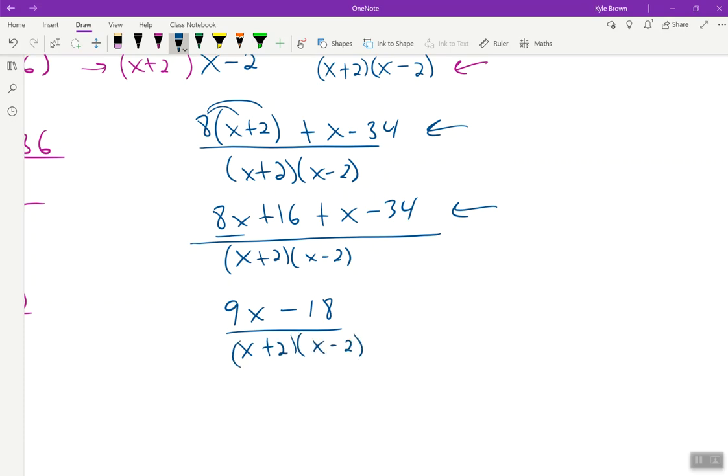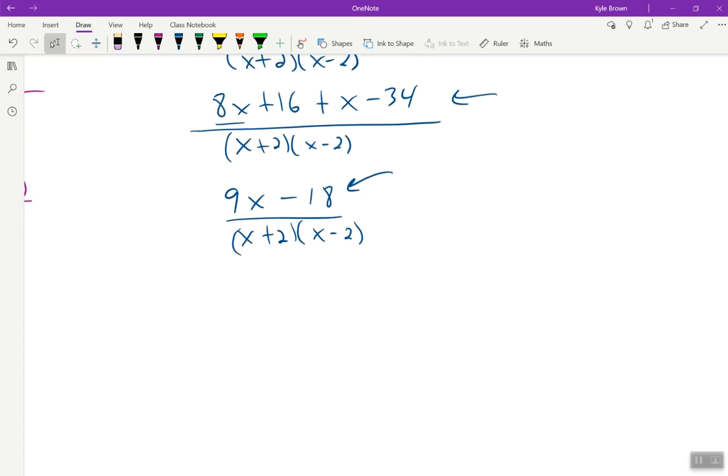All right, so then you might say, okay, good, we're done, right? We did everything Mr. Brown said. But you can actually factor the top still. You can see that there's a 9 and an 18, right? And 9 goes into both those numbers. So that means I can factor out a 9. Let's see what happens when we do that.